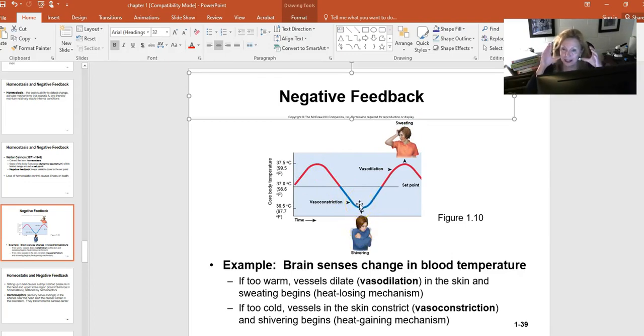But what happens then is the blood vessels will constrict, the muscles will get a signal from the nervous system to constrict, sending blood back to your visceral organs. So then your muscles might even start to contract, because when you're contracting, you're giving off heat. So these are things to help to regulate temperature. But let's think about blood glucose. Let's think about blood glucose for a second.